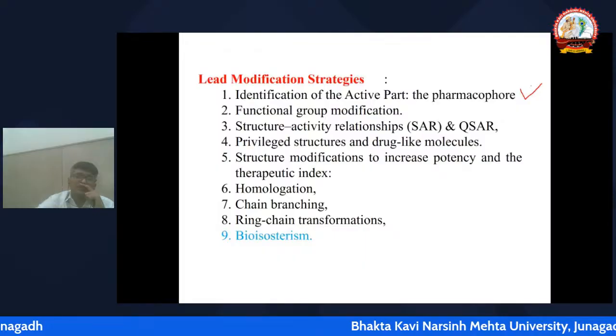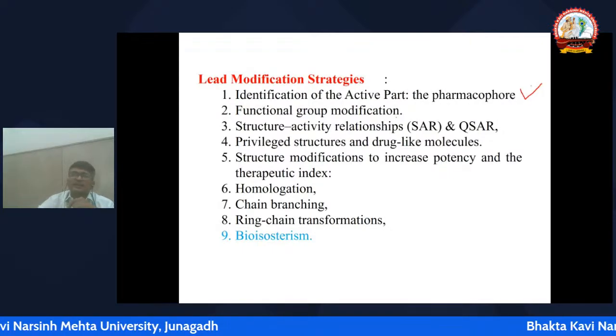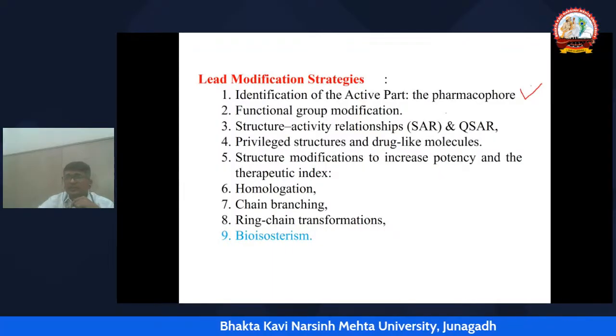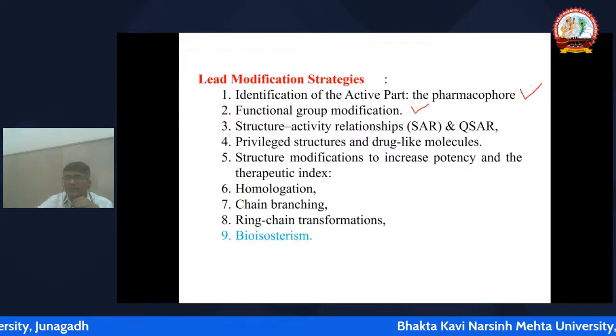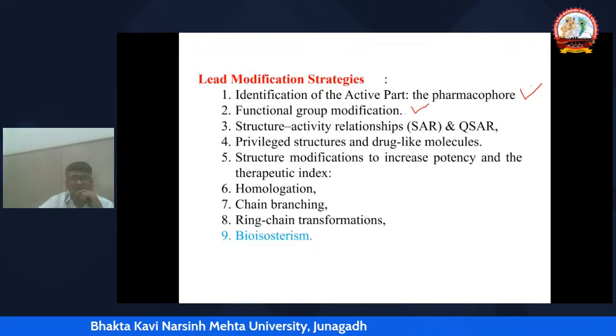It means that the part of the drug molecule which interacts with the receptor and produces the biological activity is known as the active part of the molecule, known as a pharmacophore. The second strategy is functional group modification. It means that we can change the functional group for improvement of their biological activity as well as their pharmacokinetic property.